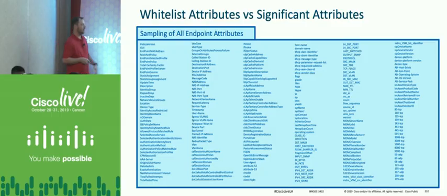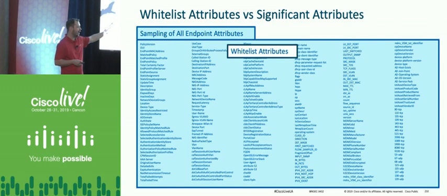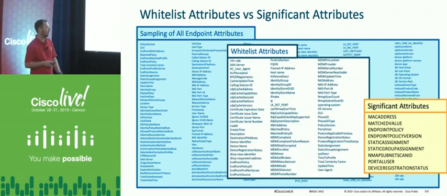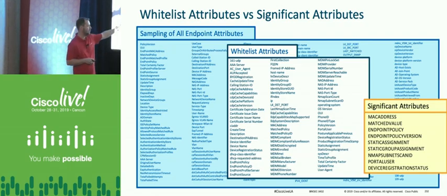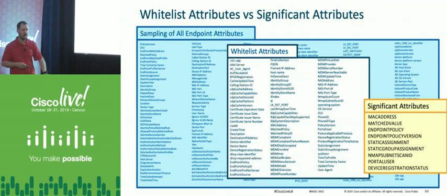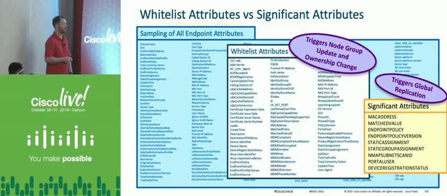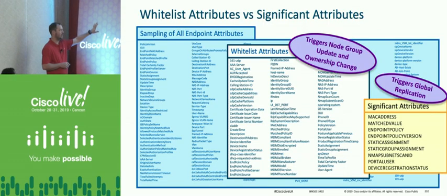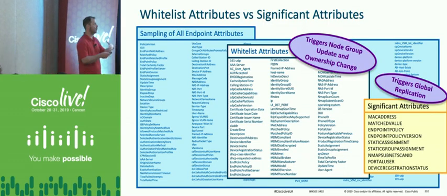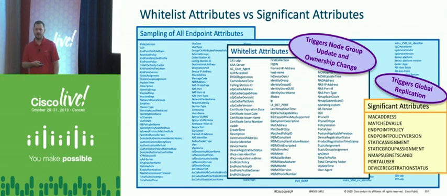And what it did was take all of these profiling attributes that we have about a host and create 2 new categories. One is what we call whitelist attributes. So these are the attributes that we're going to care about the most. And then 2, the significant attributes. So the biggest difference here is those whitelisted attributes are going to trigger node group updates and an ownership change. Whenever we see a change in any of these is when we're going to trigger a global replication change.